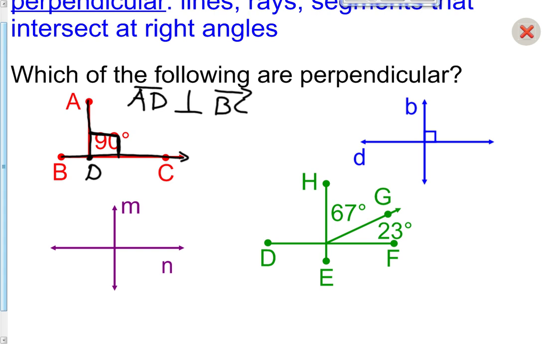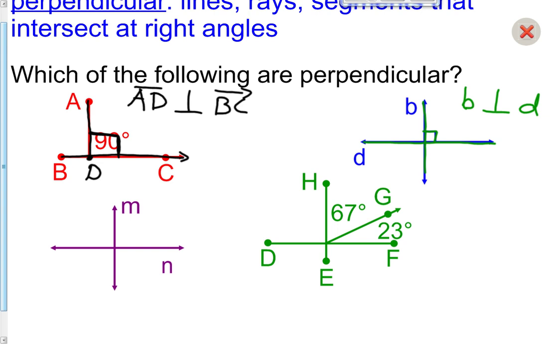AD is perpendicular to BC. Here on the second example, line B, line D has this box in the corner, and that box means that it's 90 degrees. So again, it's a right angle. So line B is perpendicular to line D.